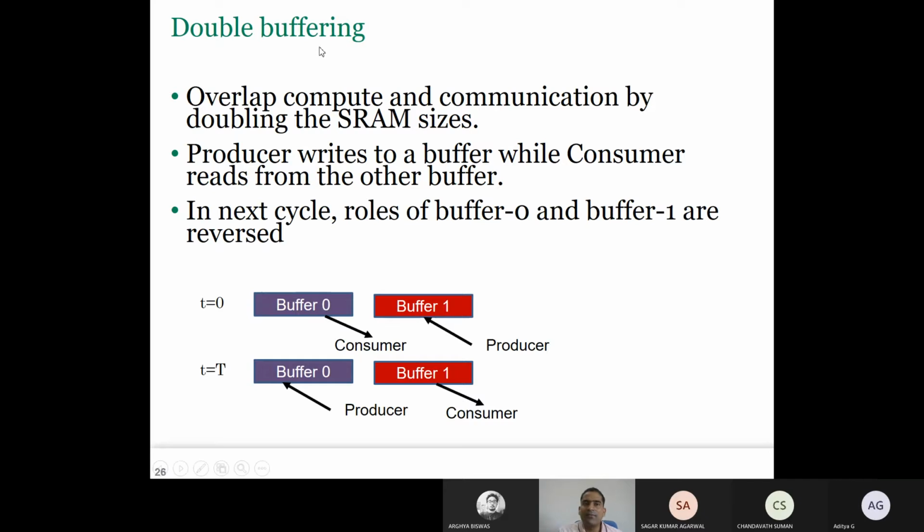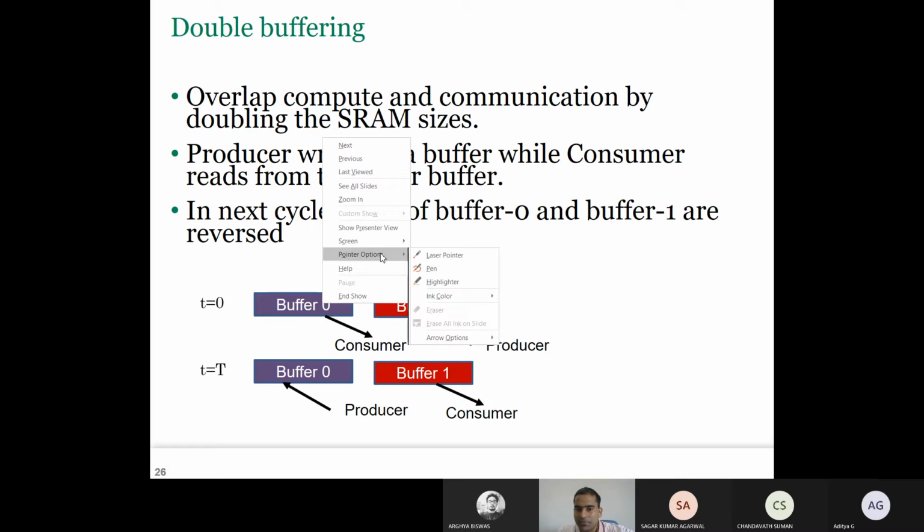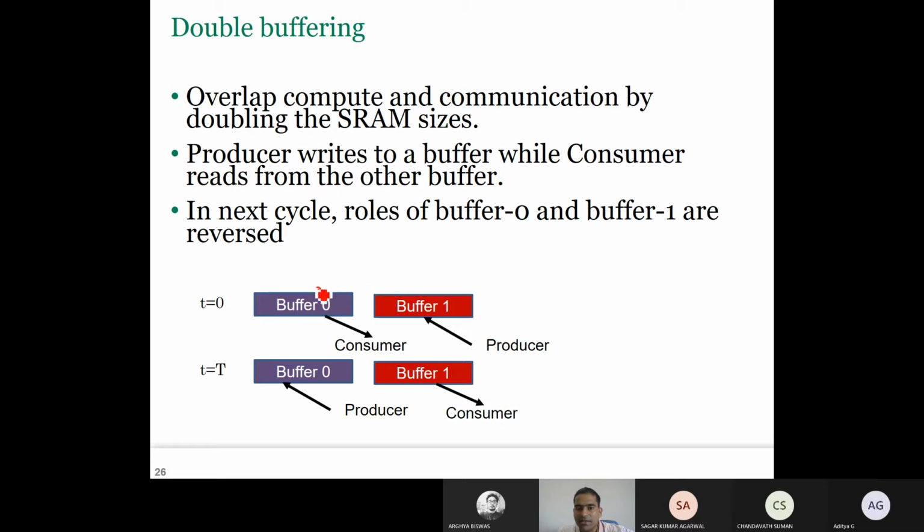Now in double buffering, we overlap the compute and communication by doubling the buffer sizes. So the point is we use two buffers. For example, at time t equals 0, of course, that means even before this time, something was written in buffer 0. So the consumer reads that value from buffer 0 and the producer writes the value to buffer 1.